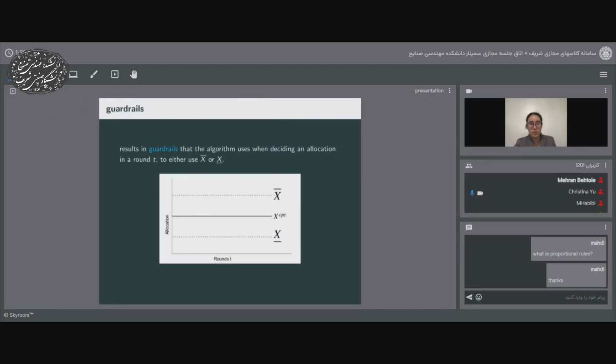All right, so we did the first step in order to compute this x upper bar and x lower bar. And again, this x upper bar and lower bar are calculated so that with high probability x opt lies within this range. And our algorithm is going to try to allocate according to either the upper guardrail or the lower guardrail. So it's going to try to limit itself to these two guardrails.